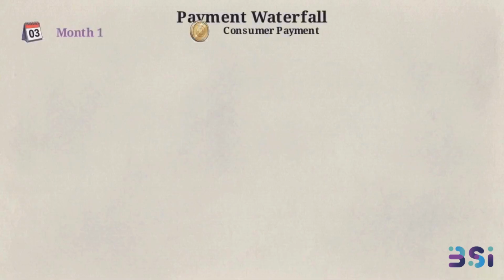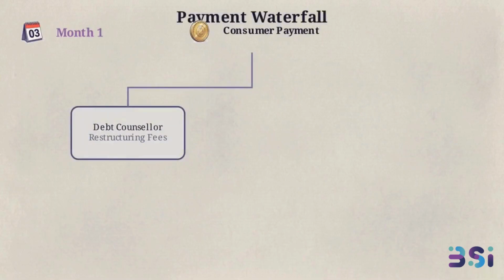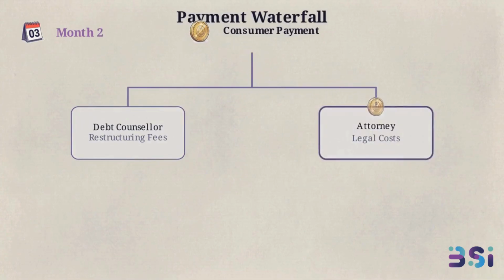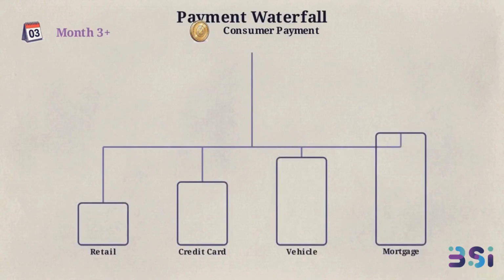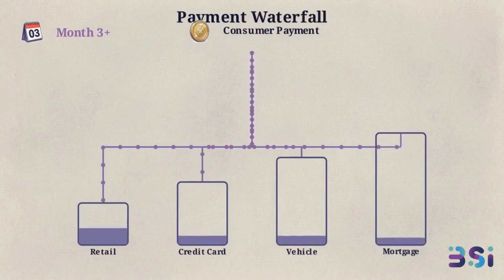This flowchart maps the reality of the payment distribution agent waterfall. In Month 1 and Month 2, the consumer's payments are diverted laterally to cover the debt counselor's restructuring fees and the attorney's legal costs. Credit providers must set internal expectations correctly. You will generally only begin receiving substantial pro rata distributions from the third month onwards.